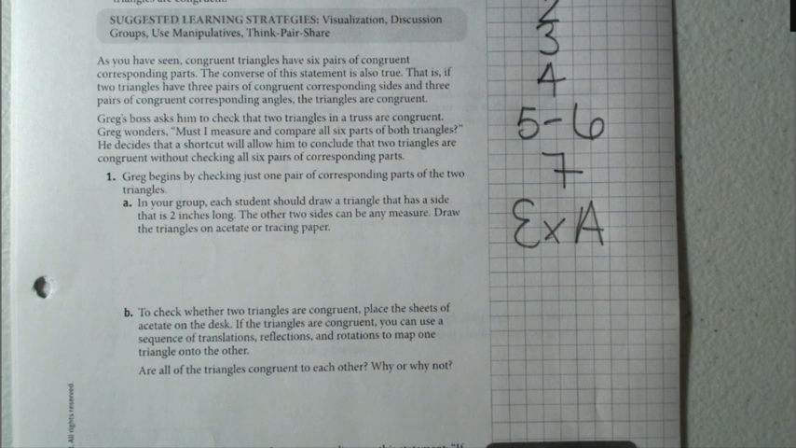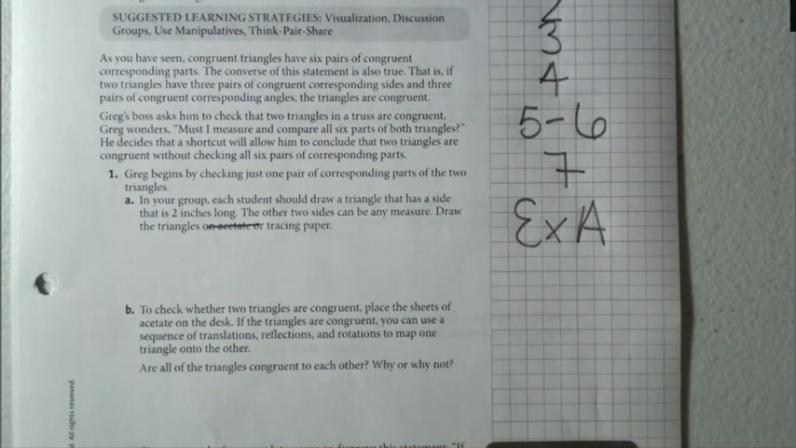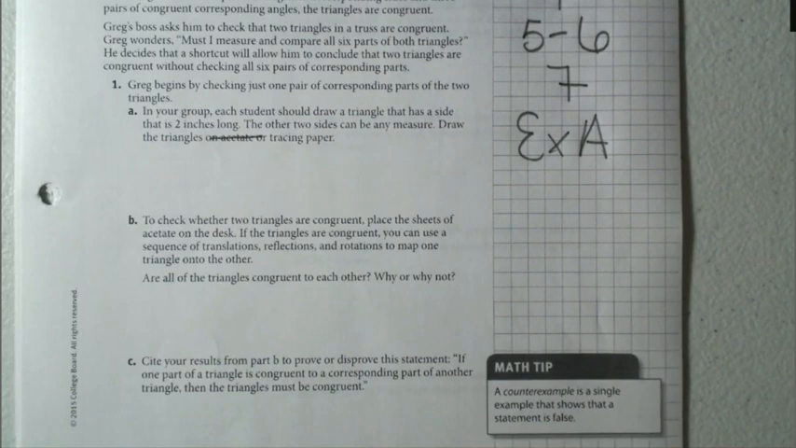In your group, each student should draw a triangle that has a side that is 2 inches long. The other 2 sides can be any measure. Draw the triangles on tracing paper. B. To check whether 2 triangles are congruent, place the sheets of tracing paper on the desk. If the triangles are congruent, you can use the sequence of translation, reflection, and rotation to map one triangle onto the other. Are all the triangles congruent to each other?